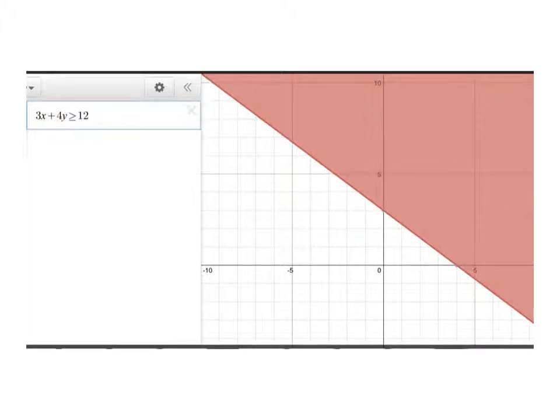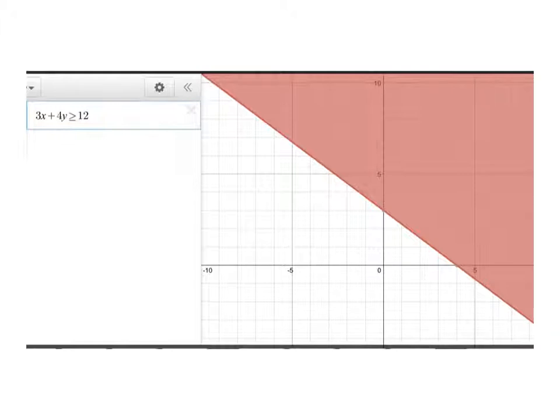Let's look at the type of graphing we're going to do mostly in Math 11 Foundations. This is what we call graphing inequalities. Instead of looking for points on a line, we're looking for points in a plane given certain criteria. So in this case, I'm going back to 3x plus 4y, and instead of equal to, I've changed it to greater than or equal to 12.